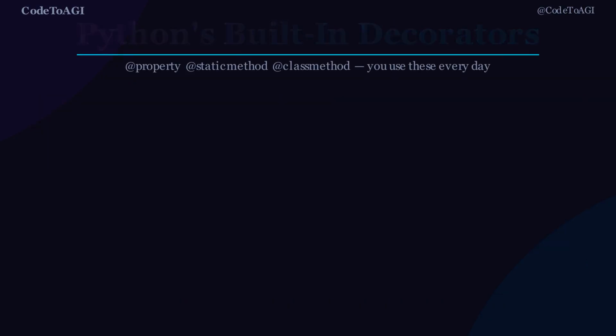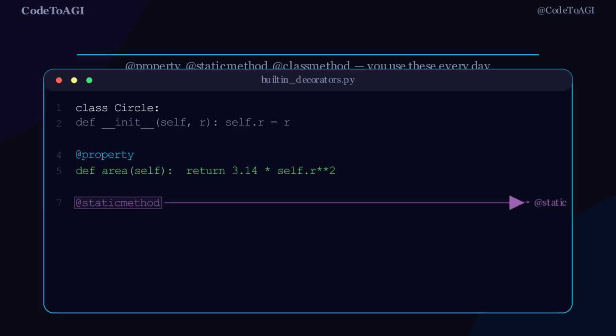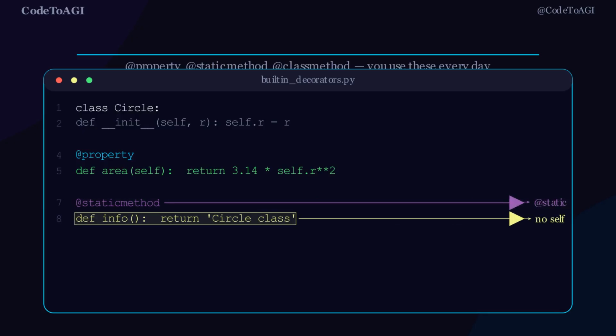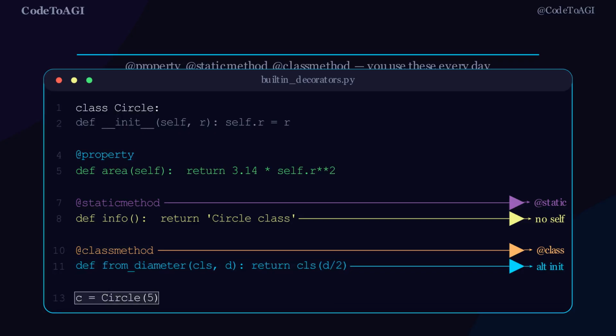Python ships with 3 built-in decorators you will use every single day. @property turns a method into an attribute. You write c.area with no parentheses. Python calls the method for you. Perfect for computed values. @staticmethod removes self entirely. Use it for utility functions that belong to the class but do not need instance data. A @classmethod receives cls, the class itself, instead of self. Use it to create alternative constructors. Here, from_diameter takes a diameter, divides by 2, and returns a circle. These three decorators are the backbone of professional Python classes. You will see them everywhere, in the standard library, in Django, in everything.